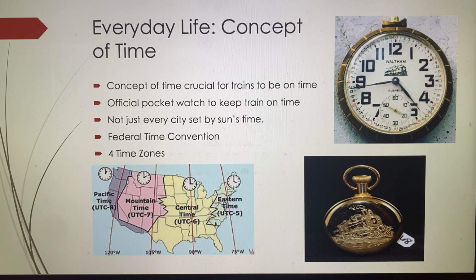Not every city could set their own sun time, so they had to have a federal time convention, and they decided to set 4 time zones that we have today: the Eastern time zone, the Central time zone, the Mountain time zone, and the Pacific time zone. And as these were set, they could change their time as they passed the time zone, and the trains would be very accurately on time.